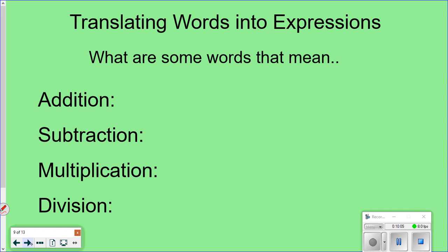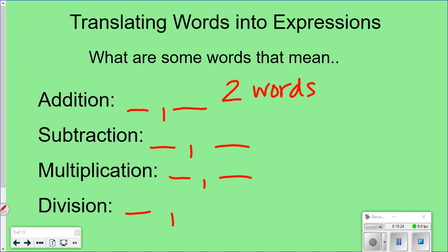Okay. All right, the next thing, what I want you to do right now is I want you to write these in your notebook: addition, subtraction, multiplication, and division. And I want you to come up with 2 words that mean each one. So you should have 2 words here, 2 words here, 2 words here, 2 words here. Come up with at least 2 words that mean addition, at least 2 that mean subtraction, at least 2 that mean multiplication, at least 2 that mean division.